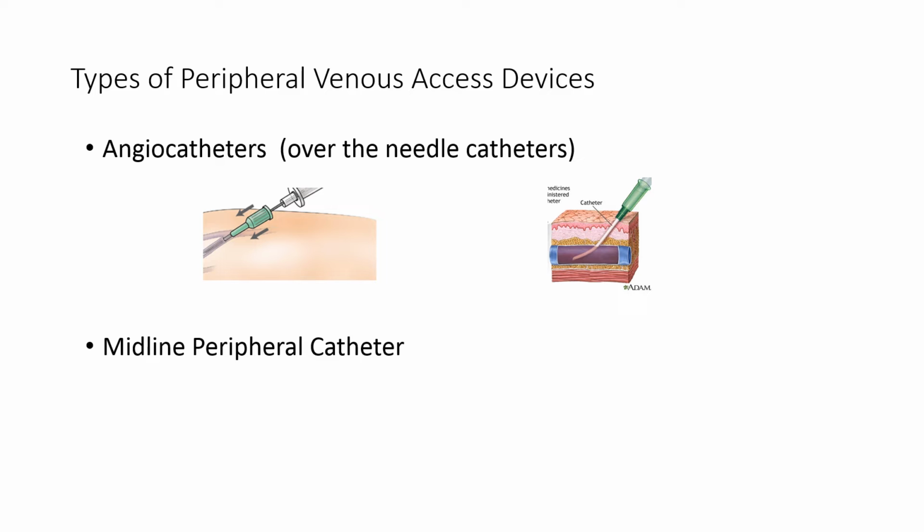The book does state that it can stay in for about 1 to 4 weeks, but the median is about 7 days. We are seeing these both used in St. Peter's and Albany Medical Center. So when you're out in the clinical setting, the most important thing to do is to refer to what your protocols are for the care of these peripheral venous access devices, depending on whether you have just a regular angiocatheter or a midline peripheral catheter.